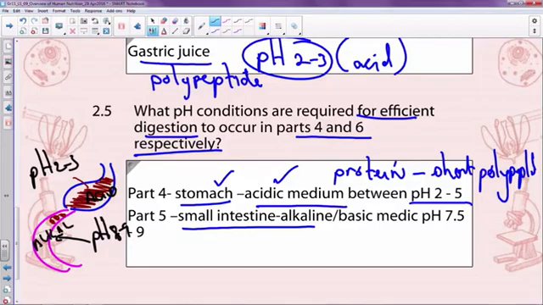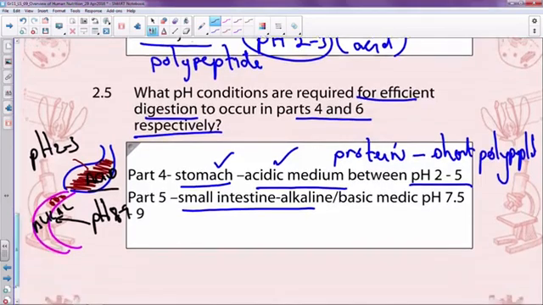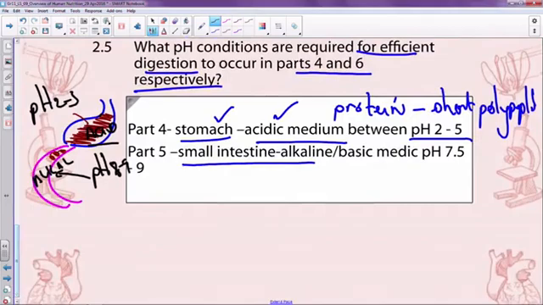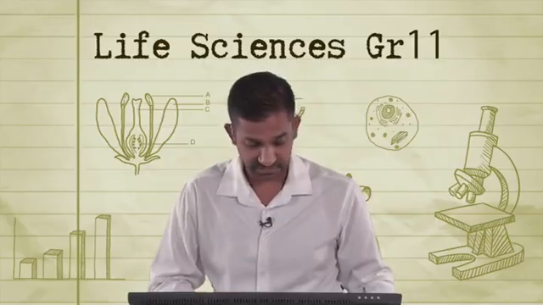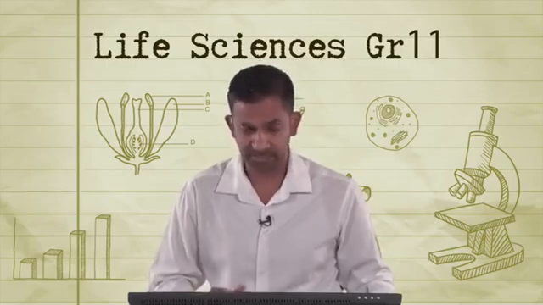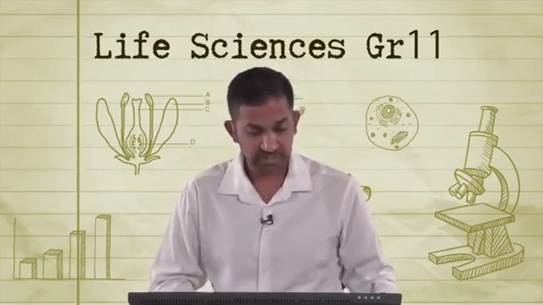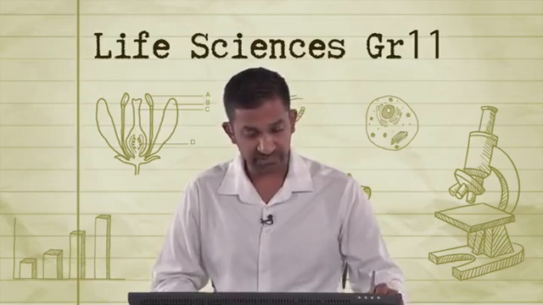That's very important for us to understand in the context of how the pancreas plays an important role in producing a buffer that neutralizes the acidic pH. But we'll look at that in greater detail in the next segment. So that was the questions that related to the small intestine and the stomach in terms of the medium and the pH in there. Let's look at some more questions on this section.